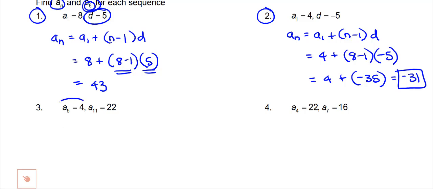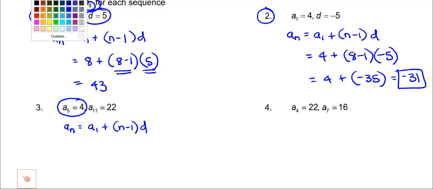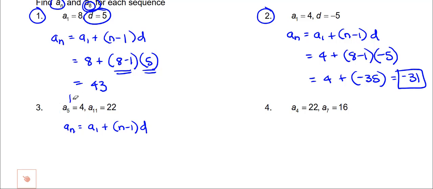So let's take this. A sub n is always the first term plus one less step than the stepping stone. And then let's color code this. So this one's going to be red. Who is the 5th term? 4 goes here. Who is the first term? We don't know. Which term is 4? The 5th term. 5 goes here.